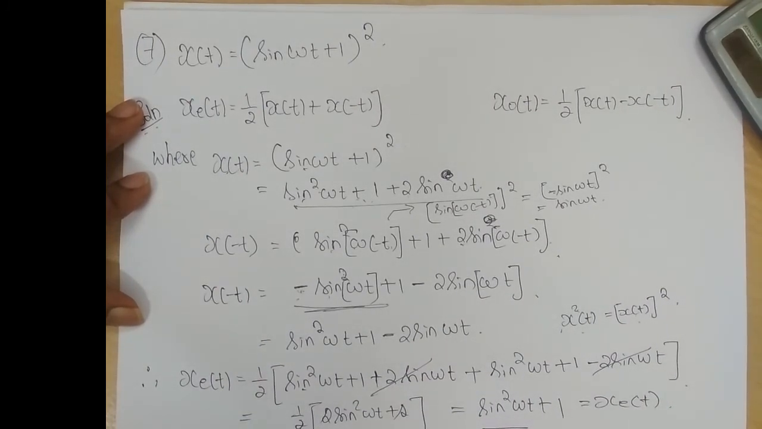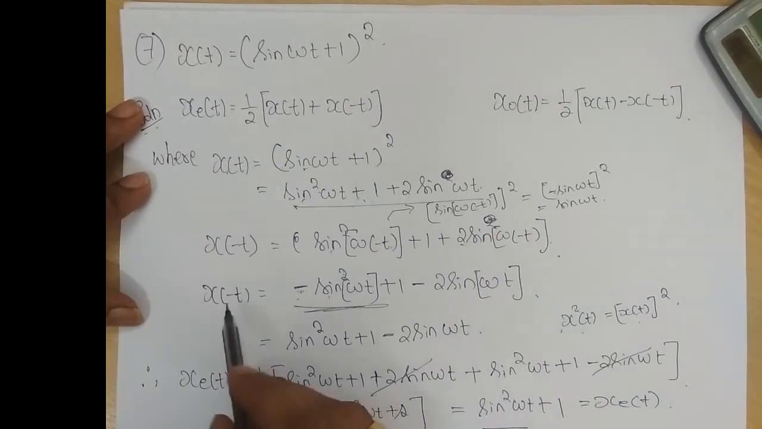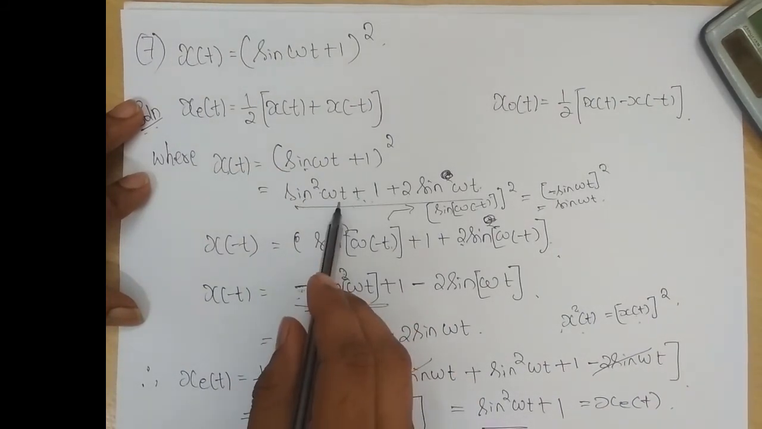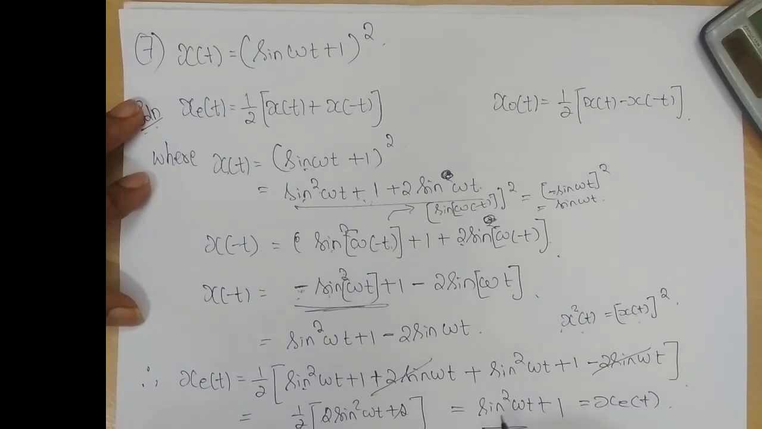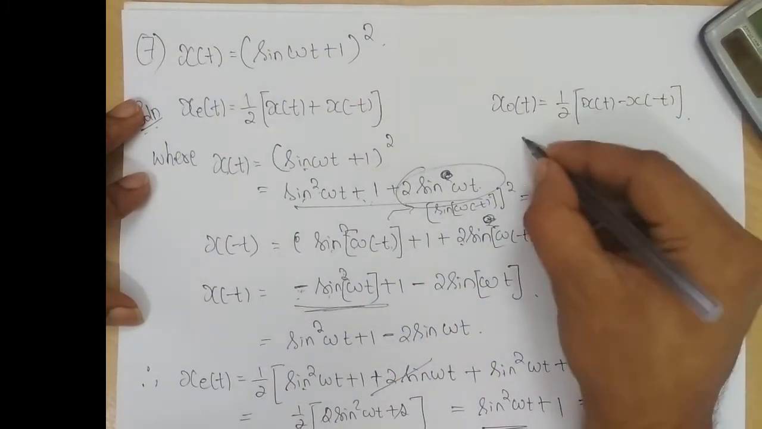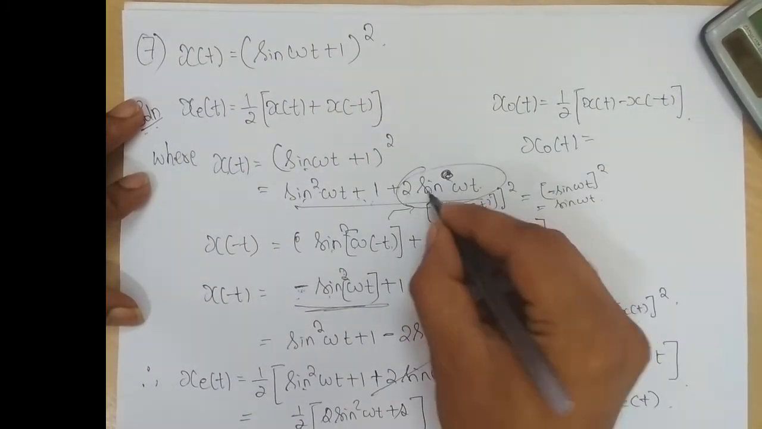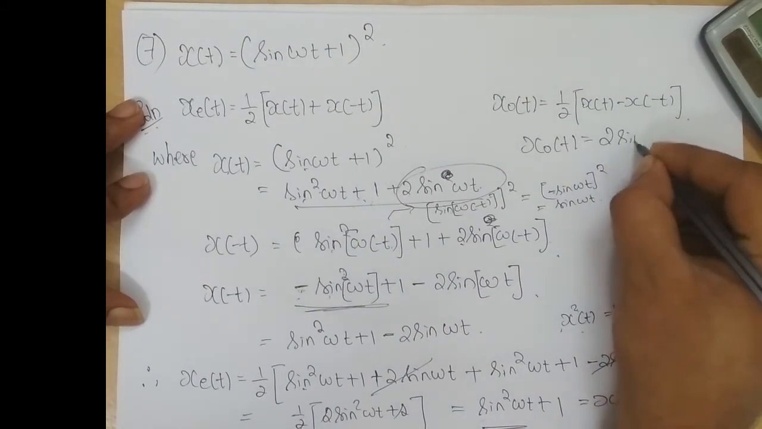So even component is, where is our x of t? Sine square omega t plus 1 is the even component, right. What is the odd component? So odd component x o of t is the remaining part of the signal, which is 2 into sine omega t.